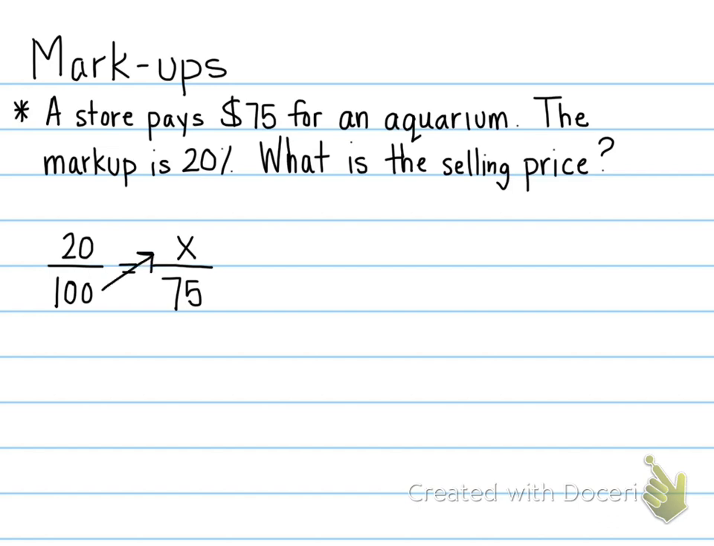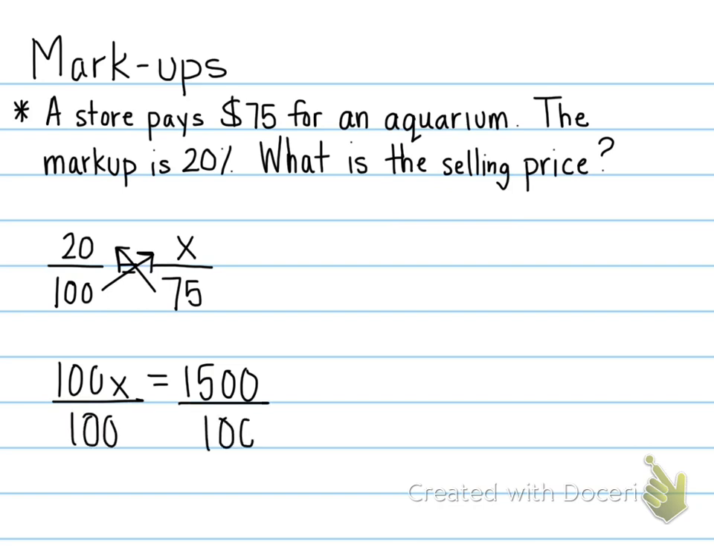So I take 100 times x, which is 100x, and 20 times 75, which is 1,500. If I divide by 100, 2 spaces over or cross both out, I get x equals 15. Now 15 is obviously not the price they're going to sell the item for. 15 is the price they're going to mark the item up.